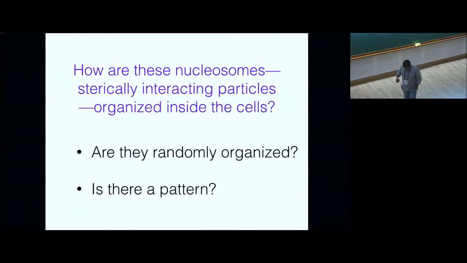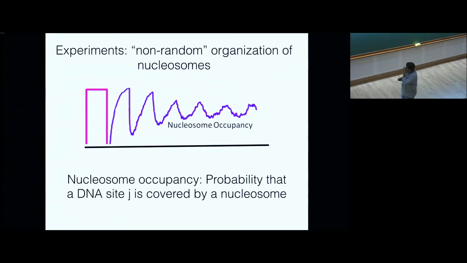So now let us come back to this question. How are these nucleosomes, which you can think of as sterically interacting particles, organized inside the cells? Are they randomly organized, or is there a pattern? That is the question a physicist would be interested in. What experiments showed is that there is a non-random organization of nucleosomes. I quote non-random because you will see that this is the word used. So there is some kind of regular pattern of nucleosomes.